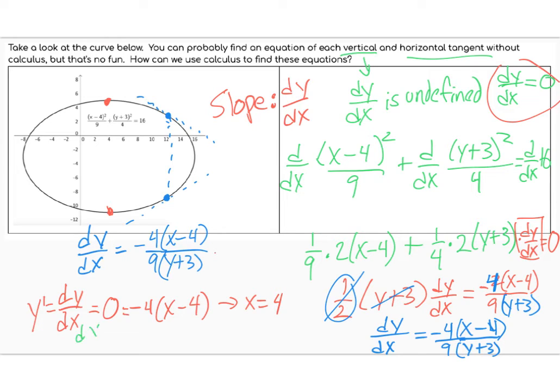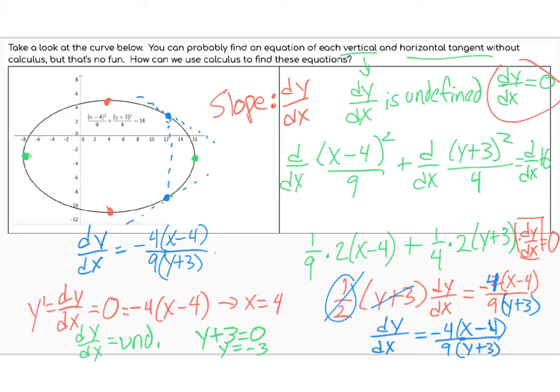The other condition is when dy/dx is undefined. We know that being undefined happens when we're dividing by 0. So one of the things we could consider is that if y plus 3 equals 0, that would cause us to divide by 0 in this function. So we're looking at when y is equal to negative 3. y equals negative 3 happens here, and that makes sense based on this picture.